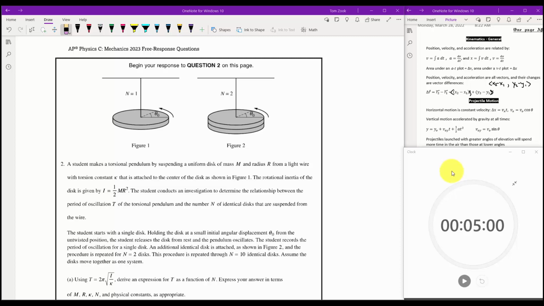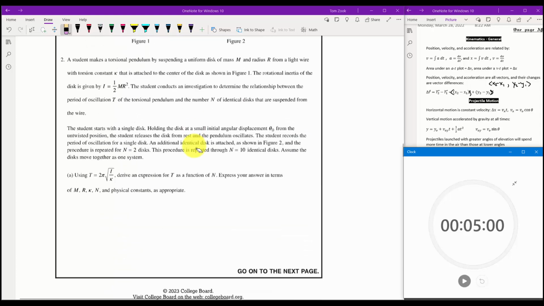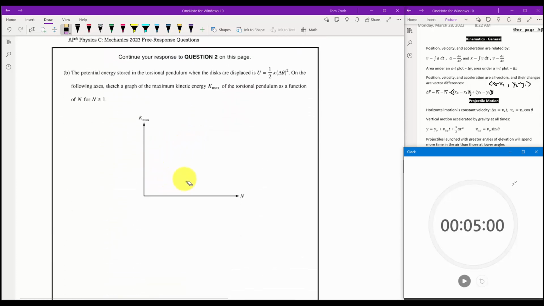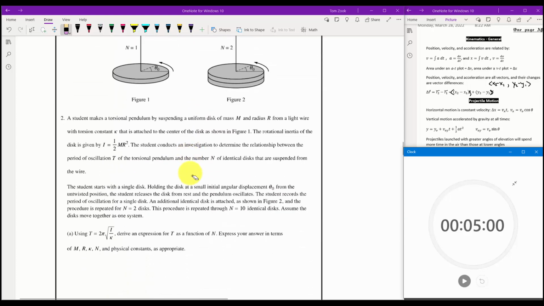On to round two, ladies and gentlemen. I'm going to let you in on a little secret about this problem. This is my second time recording this, because the first time through it took me 5 minutes just to read through and get to part B. So we're going to do a little skimming.